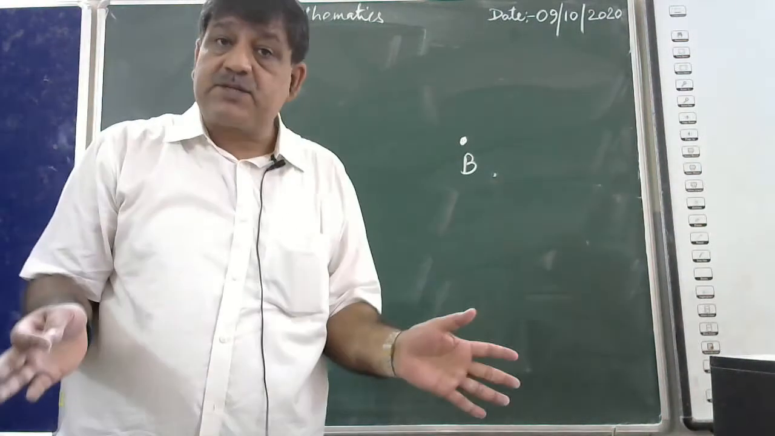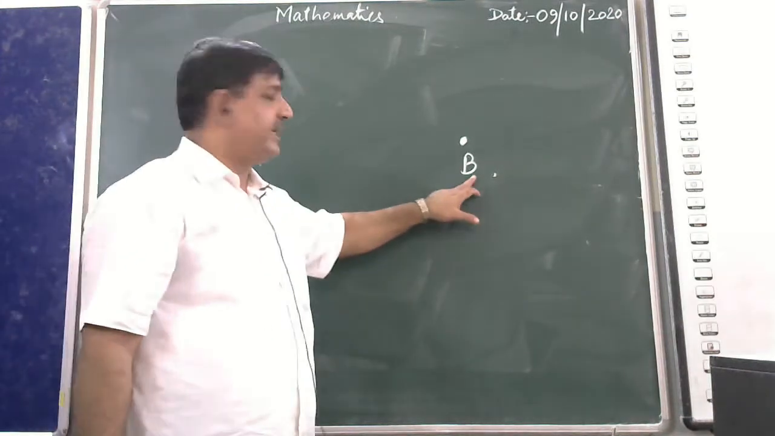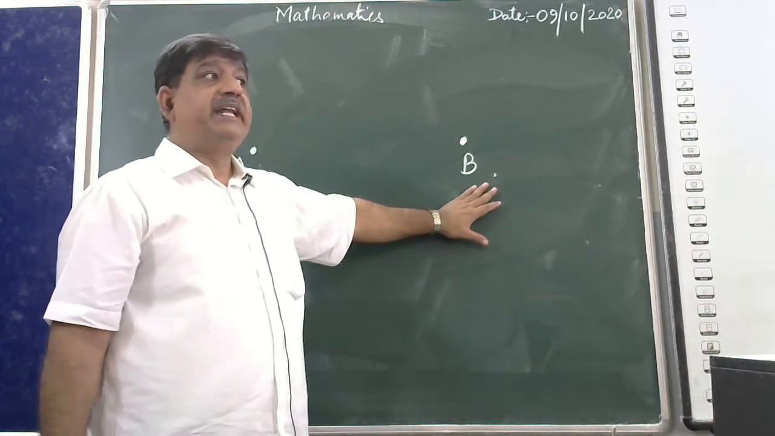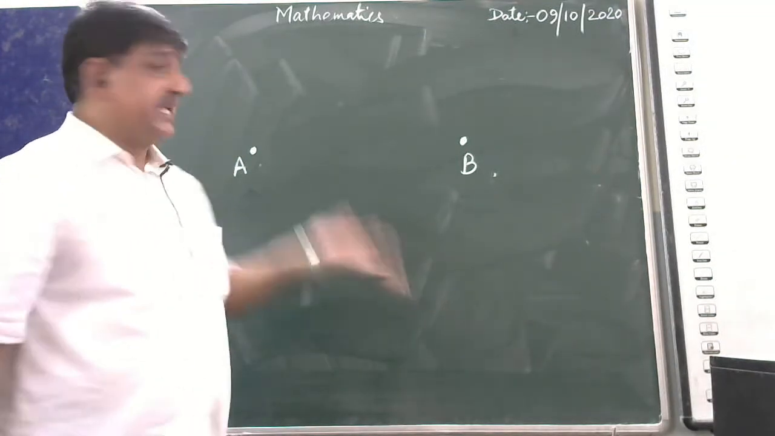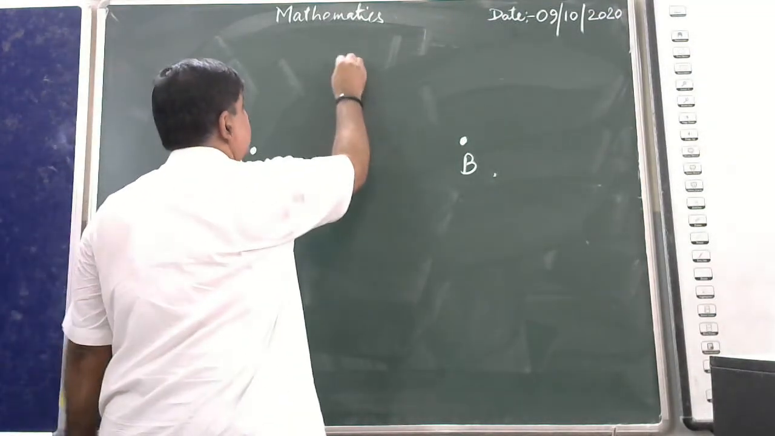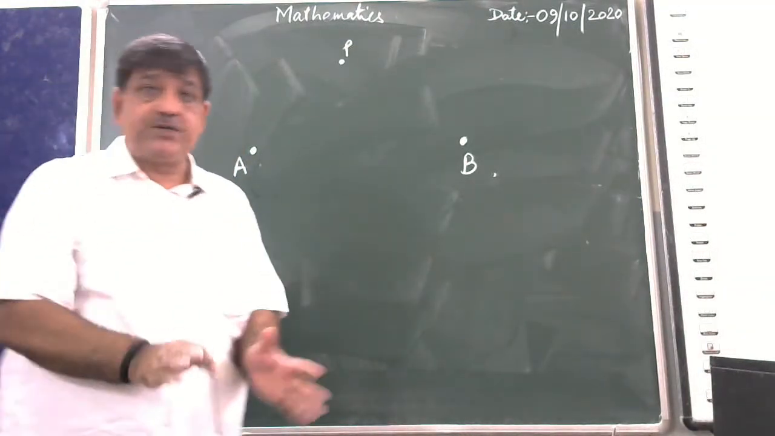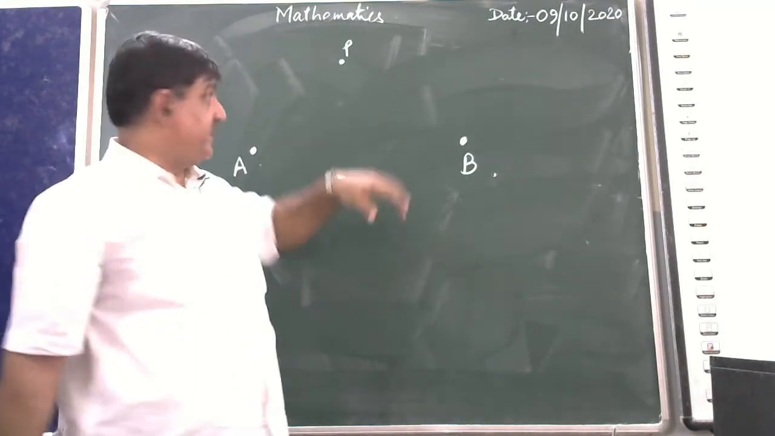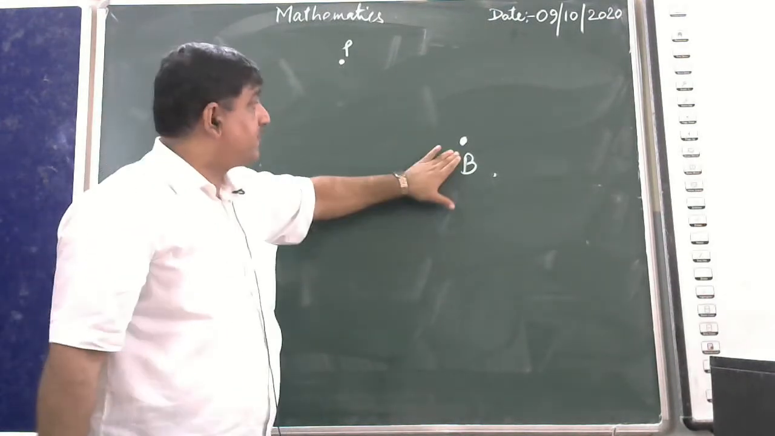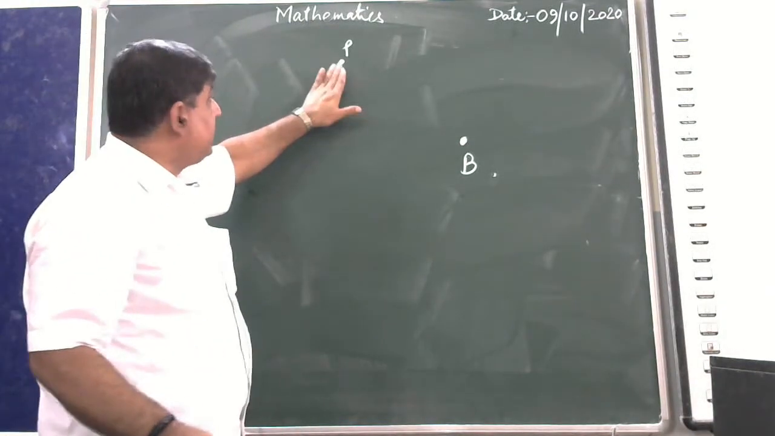2 fixed points means here A is 1 point, B is 1 point. They are fixed. They will never move. Now there is a point, say P is a point. Now this point P moves under the condition that the distance of this point P from A as well as the distance of this point P from B be equal. Now what path will this point P follow?